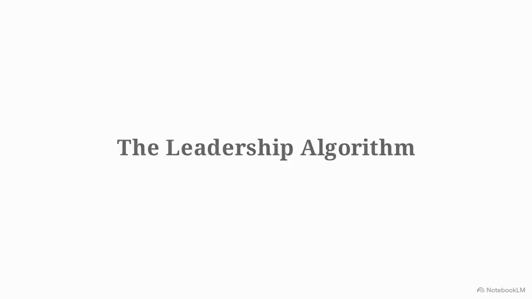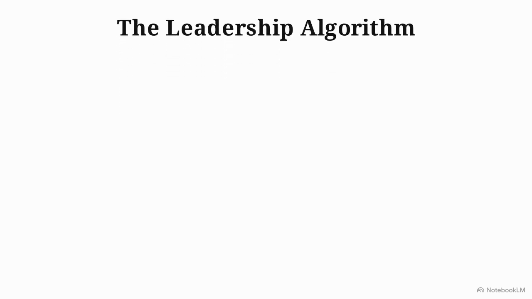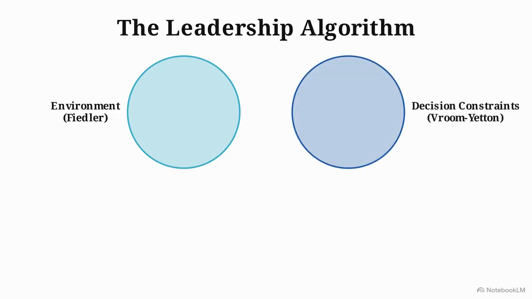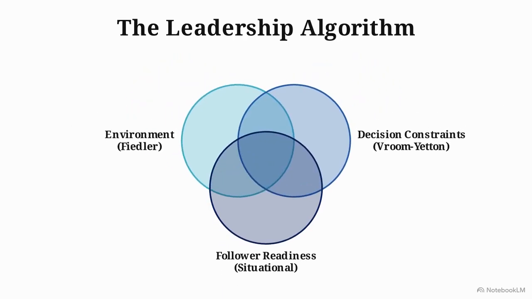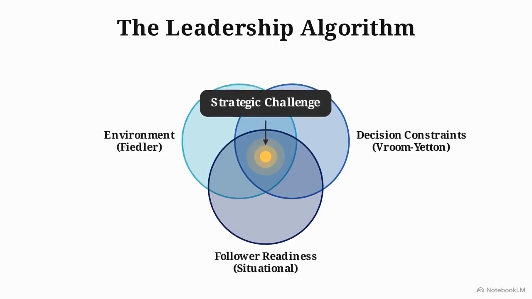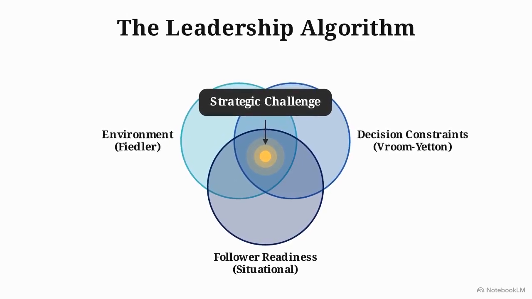When we synthesize these models, leadership becomes a performance art built on precise analytical mechanics. Fiedler provides our first domain, diagnosing the baseline power structure and environmental favorability. Vroom-Yetton provides the second, controlling logic and team involvement required for daily decisions. And situational leadership provides the third, dictating the exact level of interpersonal engagement needed based on the maturity of your followers. Suppose you are tasked with resolving severe stakeholder conflicts that threaten to halt a supply chain.